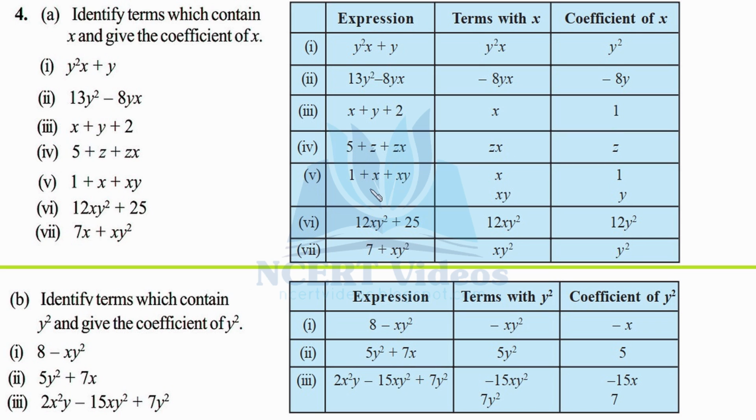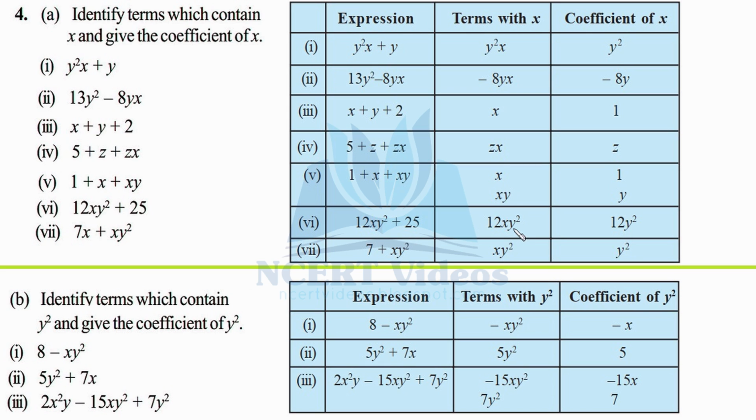Now here we have 2 terms which have x. Therefore x and xy. For x and xy, the coefficient of x is 1 because nothing is written with x. And here everything apart from x is y. Although 1 is there, we don't write it because it is 1y. Therefore y.